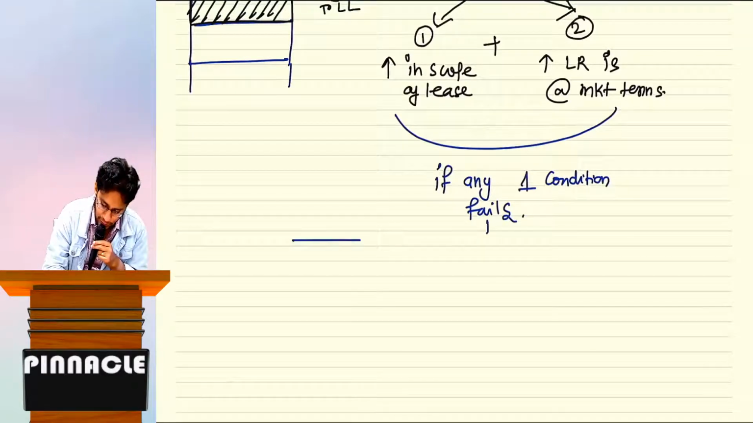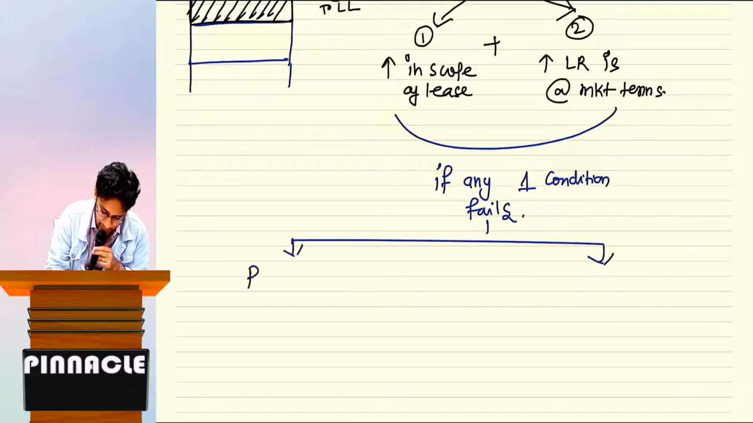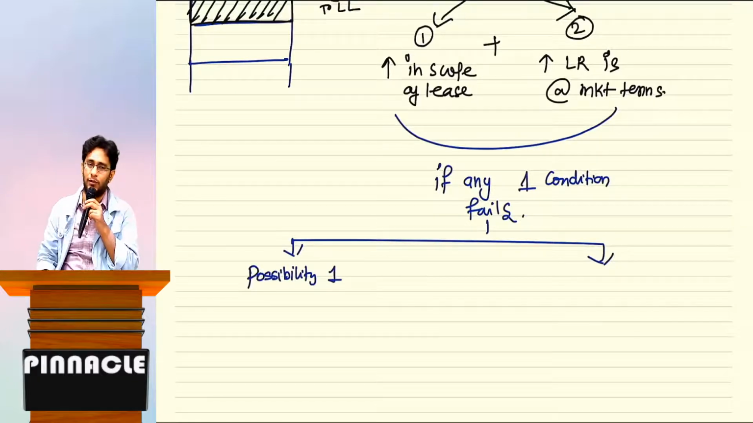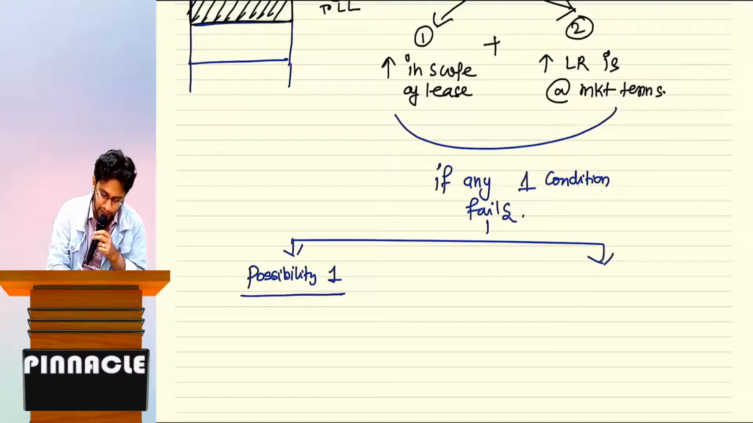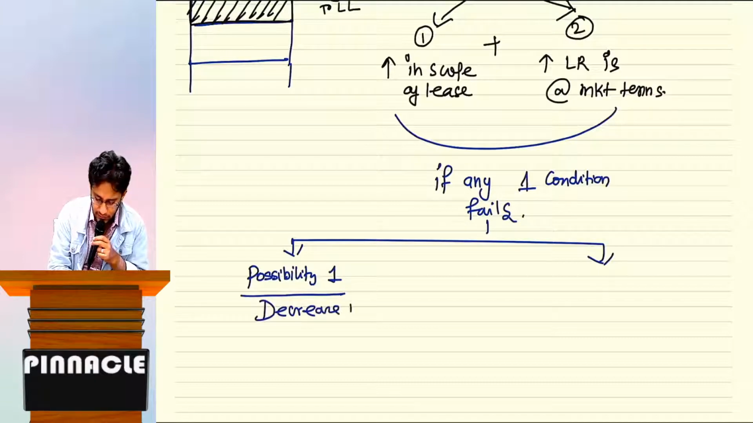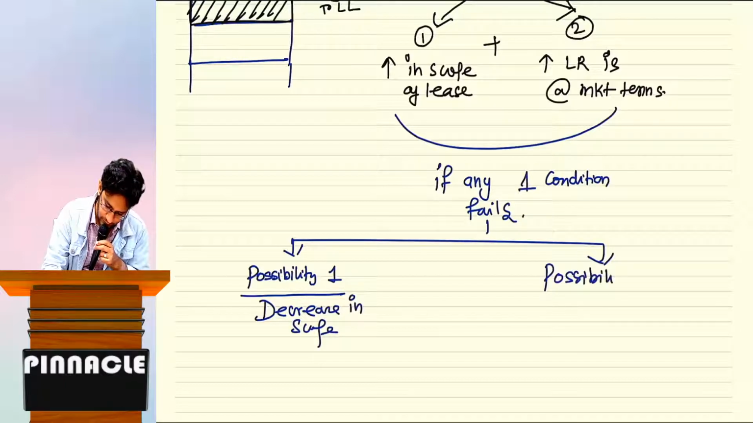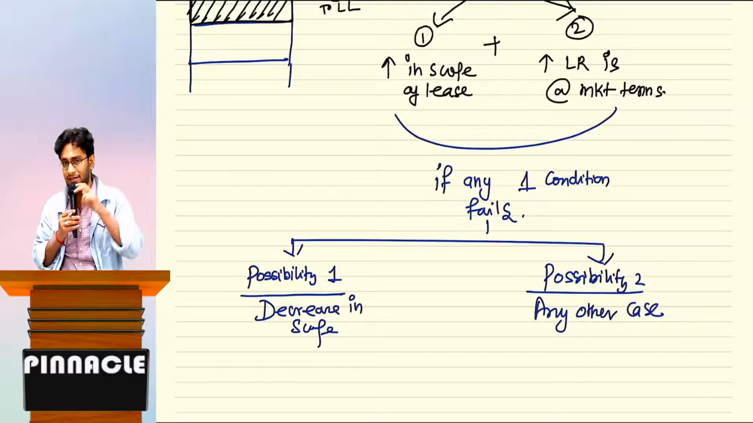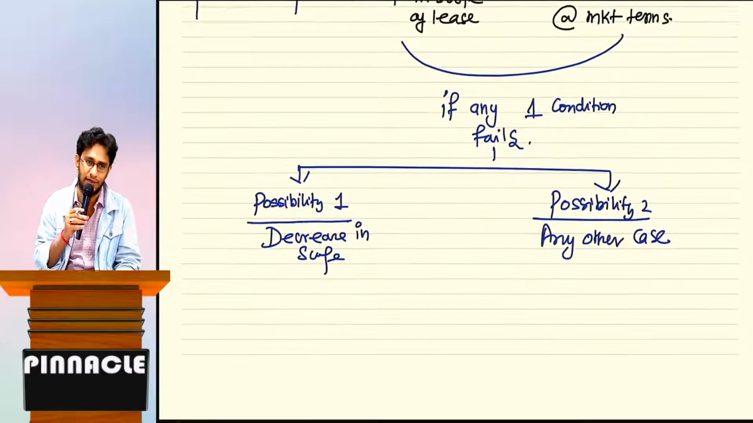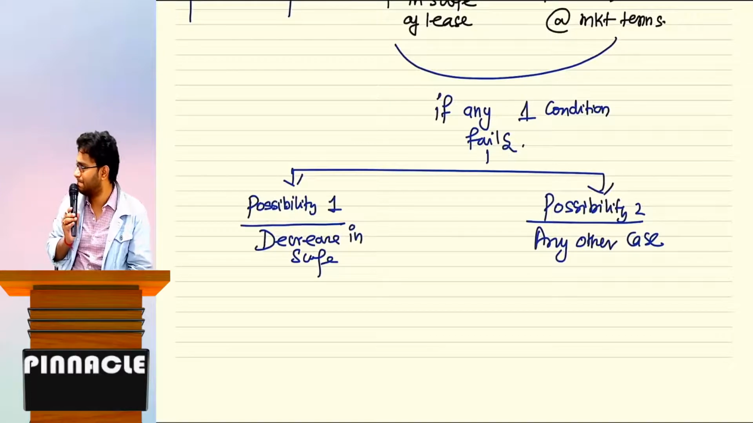Now, sir, here two possibilities are there. Possibility one. If the first condition fails, what is the meaning of that? It is not an increase in scope, sir, that means indirectly it is a decrease in scope. Possibility one is decrease in scope. Possibility two, any other case. If there is not a decrease in scope, or it is an increase in scope only but the lease rent is off market terms.